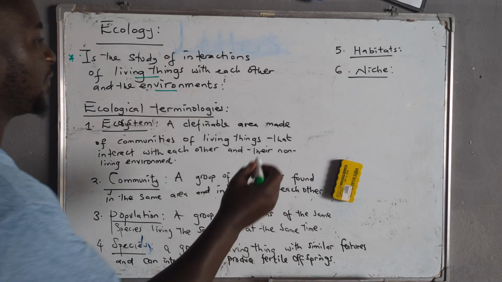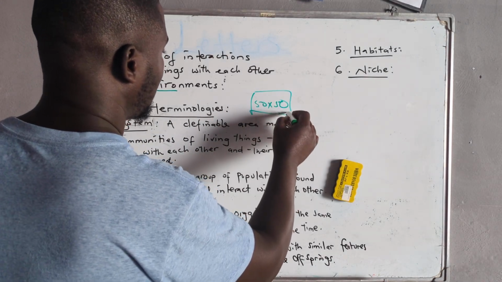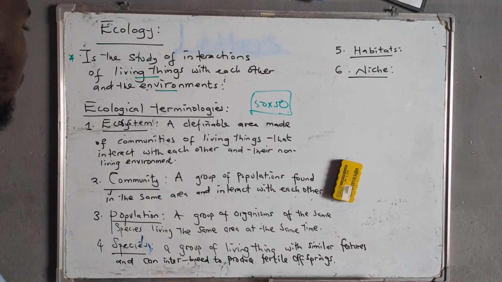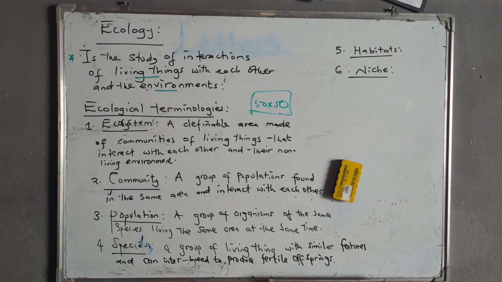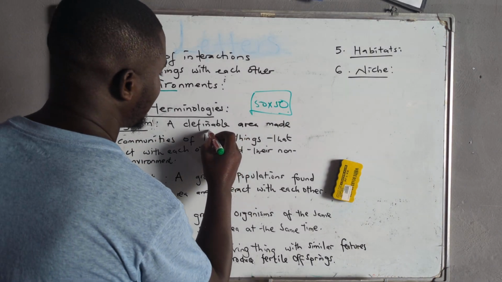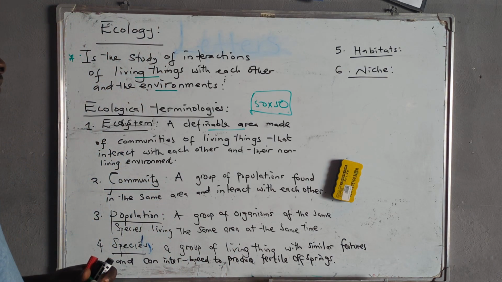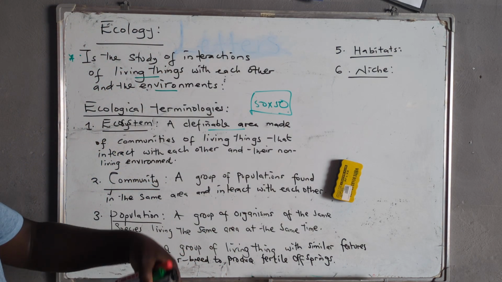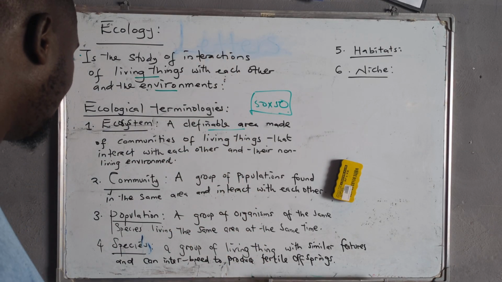Say a 50 by 50 space, and we know what's inside there, what communities are there. Are there rabbits? Are there goats? Are there rats there? And what's the non-living environment? So talking about the ecosystem, what's key here is a definable area, meaning it's known. We're talking about one known area, and what's inside there is interacting with a non-living environment.